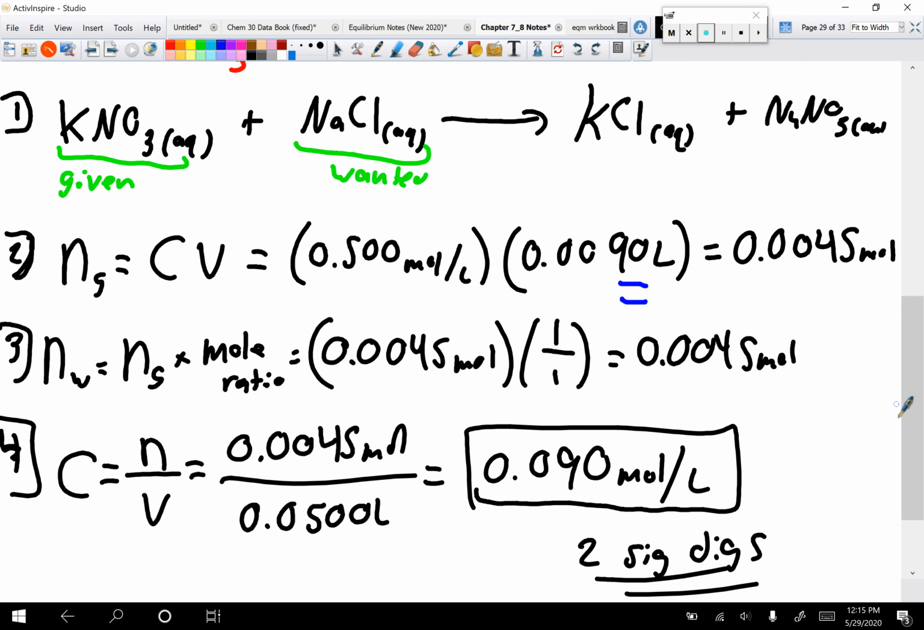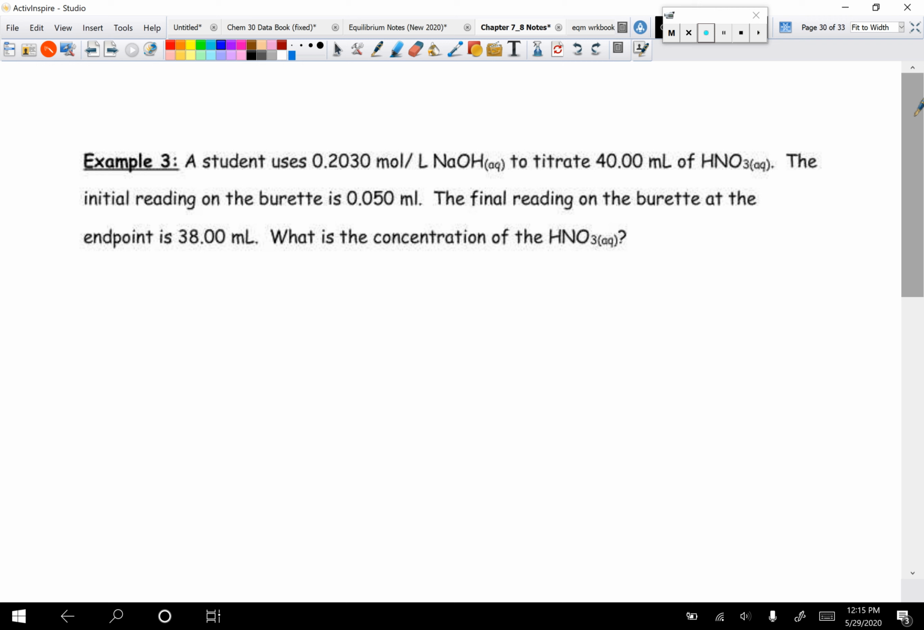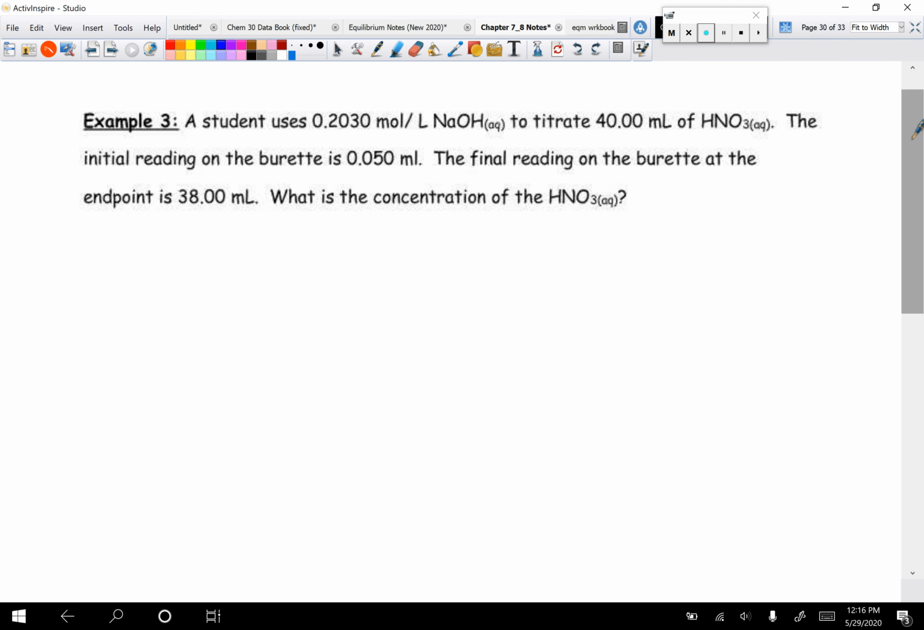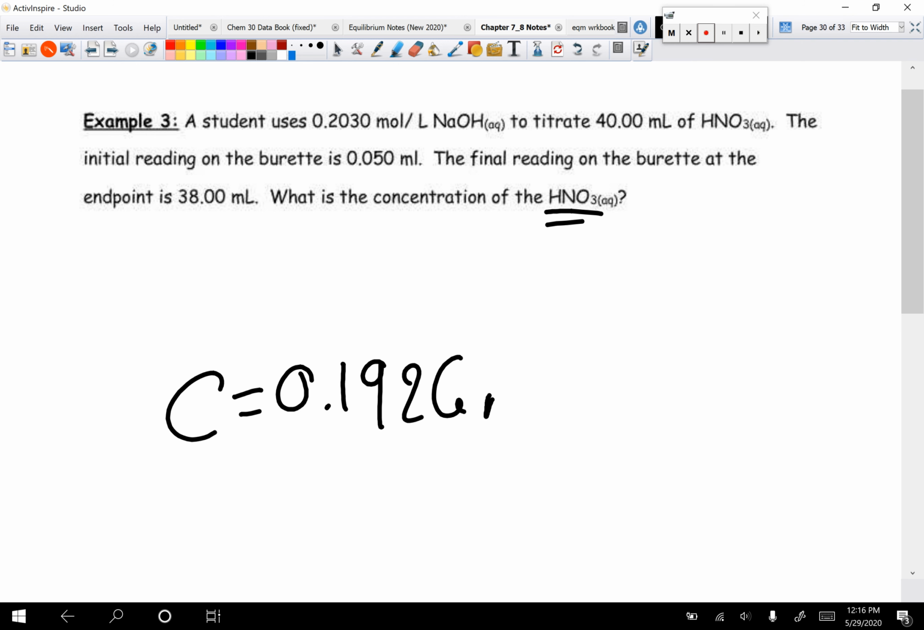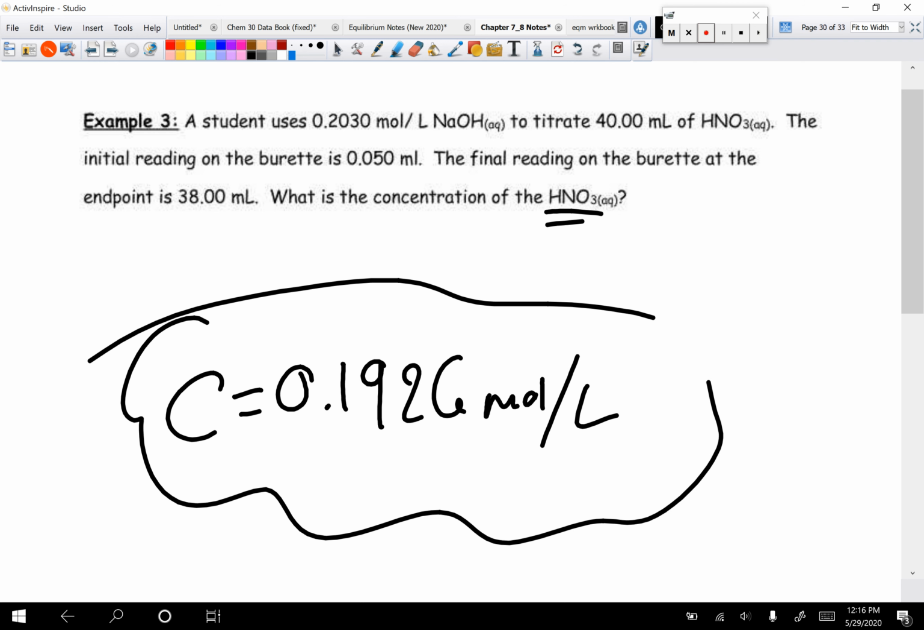Now the last one is 3. This one isn't one of those trials that have multiple. This one is just reading it, and see if you can figure everything out on your own. But when you do, what is the concentration of HNO3? Please do this one. You should get a concentration equal to 0.1926 moles per liter. And work on this one until you get it.